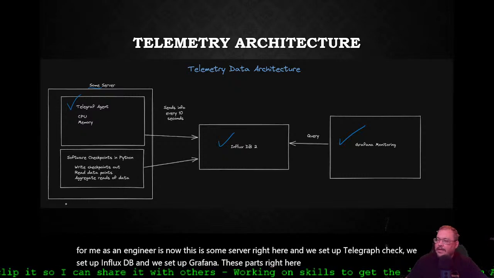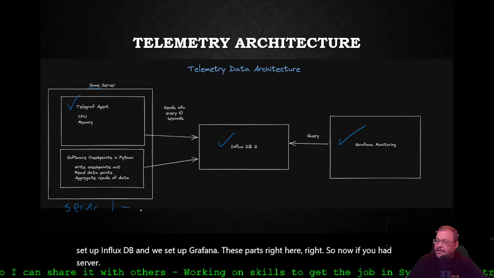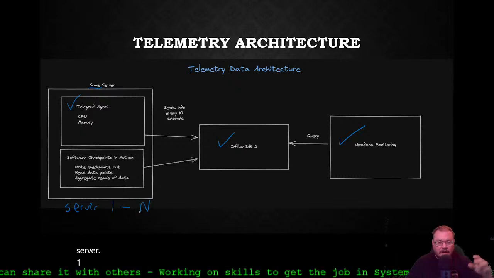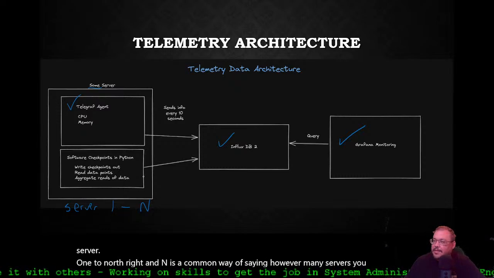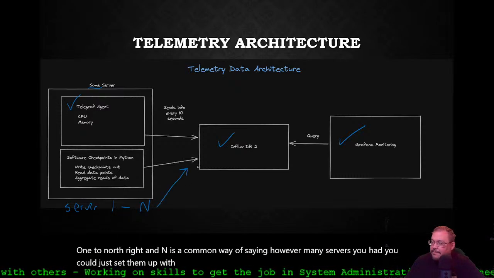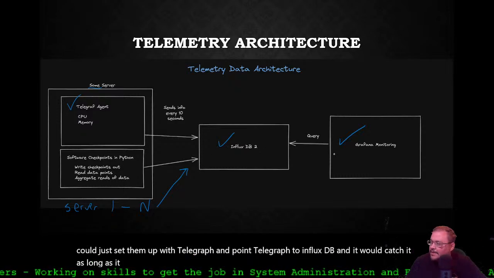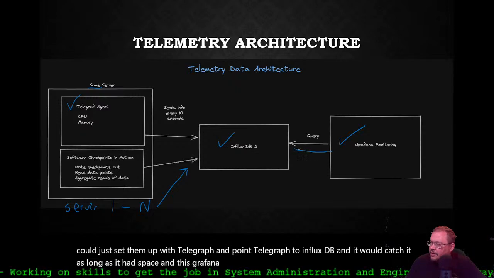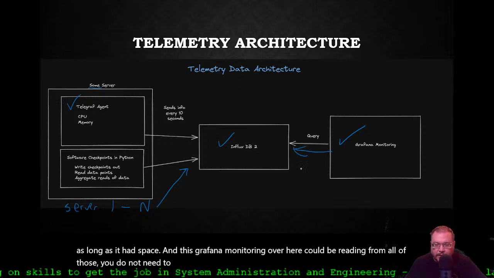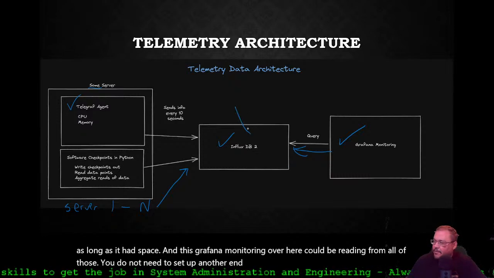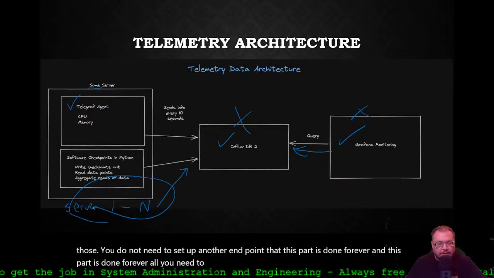So now if you had server 1 to N, right? And N is a common way of saying however many servers you had. You could just set them up with Telegraf and point Telegraf to InfluxDB, and it would catch it as long as it had space. And this Grafana monitoring over here could be reading from all of those. You do not need to set up another endpoint. This part is done forever, and this part is done forever. All you need to do is add servers to this.